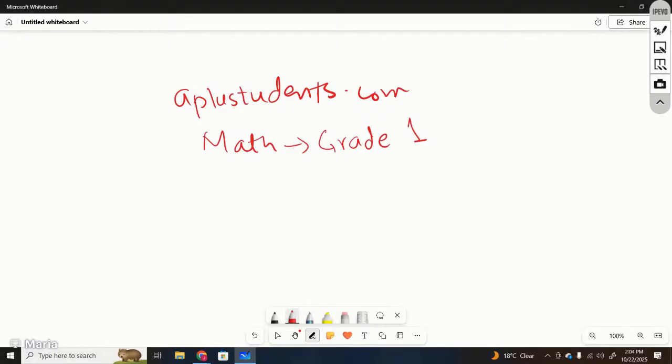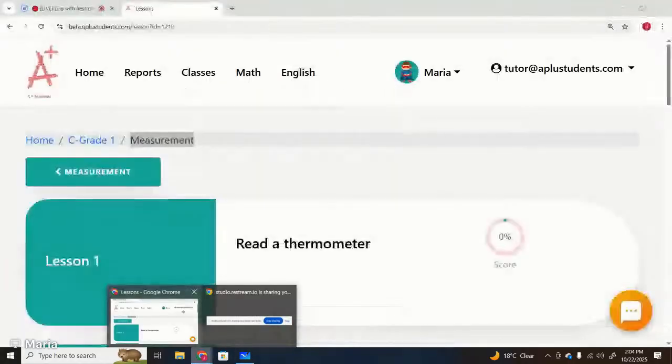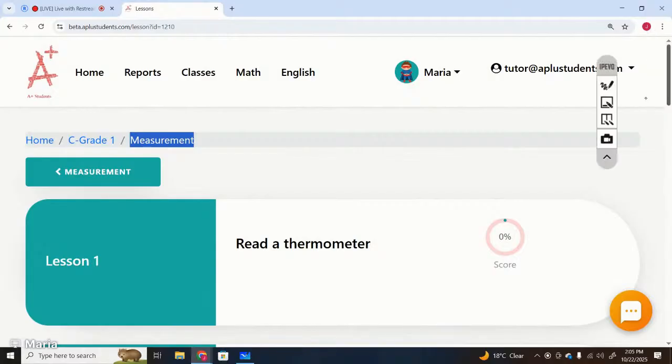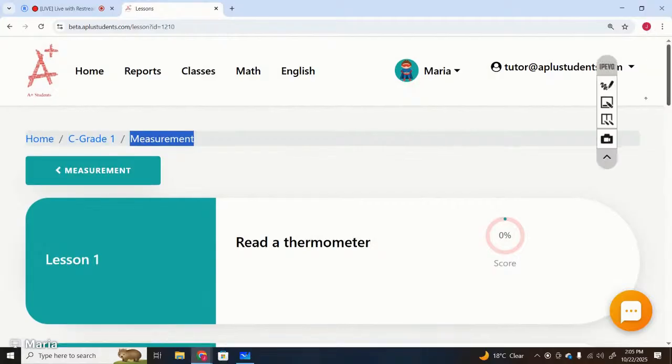You can find a list of the chapters. We're going to start with the chapter measurement. So please make sure you have your notebook and pencil so that you can write down the important examples and definitions as well. So let's just start with the first lesson, that is read a temperature.